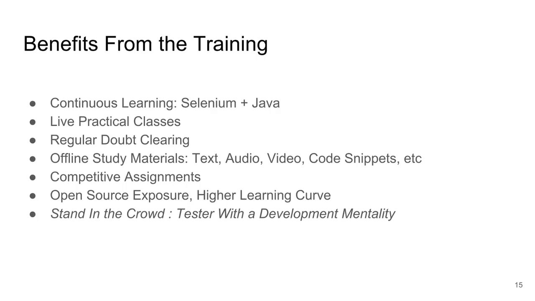Seems okay. So let's talk about the benefits that you are going to get with the help of this training. It's a continuous learning process. As I have told you, Selenium is open source, and similarly, Java is open source. Selenium and Java both are open source, so you'll get to know the open source community. You'll get to know a lot of things, and you'll have continuous learning. Every day you'll learn something.